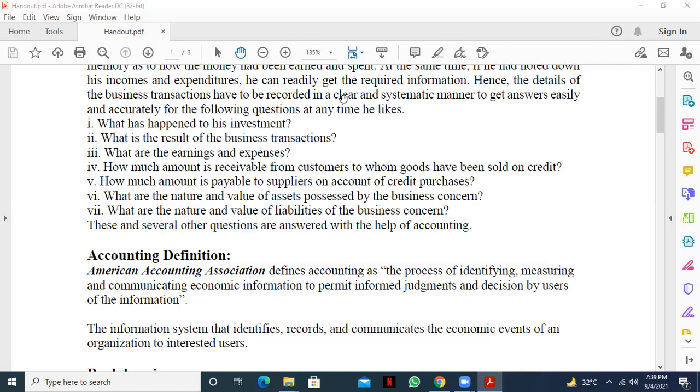That's why it says, look here, communicating economic information. We are communicating economic information for what? To permit informed judgment. We are informing all the information about the company. We are informing each and everything through our financial statement. Now from that information, you are taking the decision, you are analyzing and interpreting, and from that you are actually taking the decision. So the overall procedure, we call it accounting.